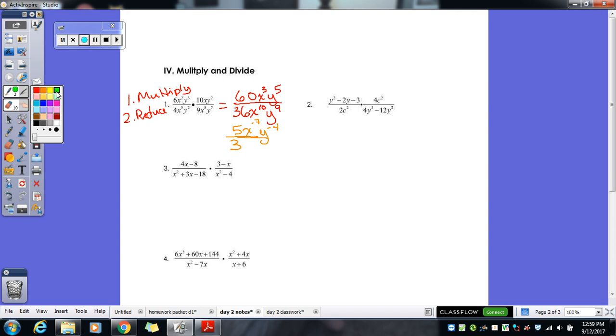So now we just have to move those two things. They both go down. So we get 5 over 3x to the 7th, y to the 4th. That would be our final answer for that one.